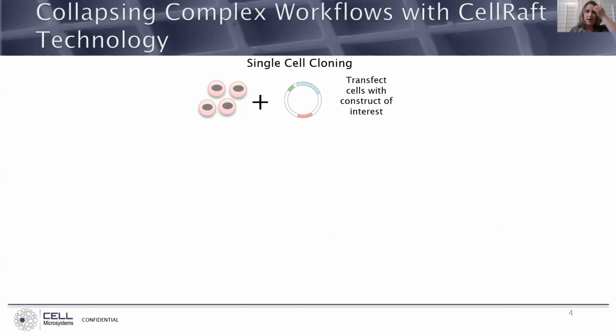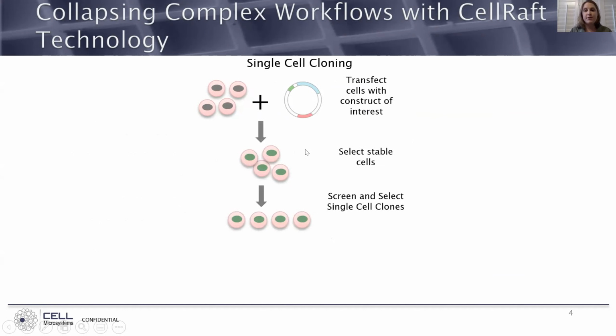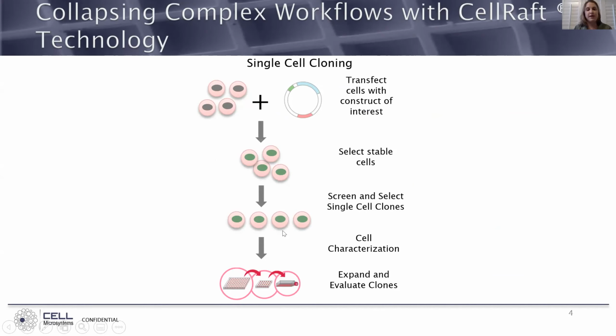I like to begin the talk with an illustration of how we can help you collapse your complex workflows using our tools. So if you've ever performed single cell cloning, you know that it starts with a population of heterogeneous cells that are transfected with your construct of interest, maybe overexpression or knockdown. You then select those stable cells, screen and select single cell clones, perform cell characterization, and expand and evaluate your resultant population. And this is often iterative, and you have to go back and forth a few times.